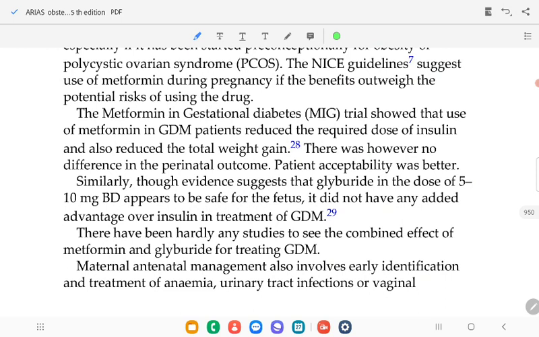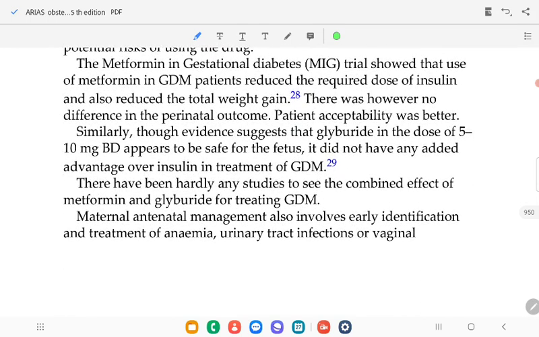The MiG trial shows that use of metformin in GDM patients reduces the required dose of insulin and also reduces the total weight gain. There is however no difference in the perinatal outcome. Patient acceptability was better. What is the MiG trial? The MiG trial tells us that if you use metformin along with insulin, it will reduce the dose requirement of the insulin. There is however no difference in the perinatal outcome. The patient acceptability was better.